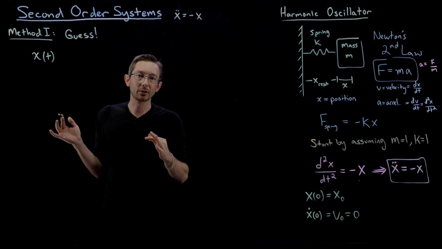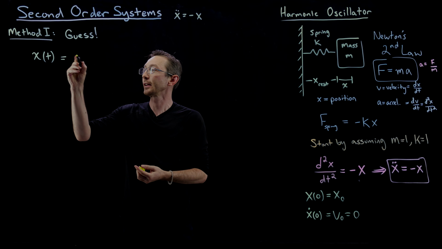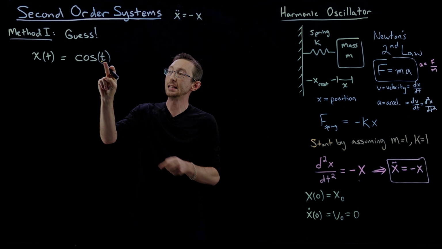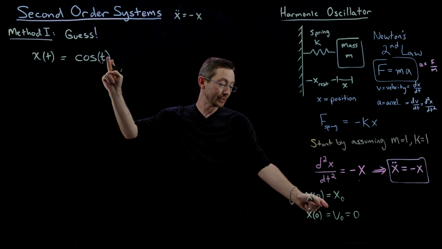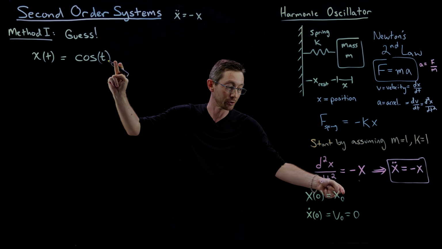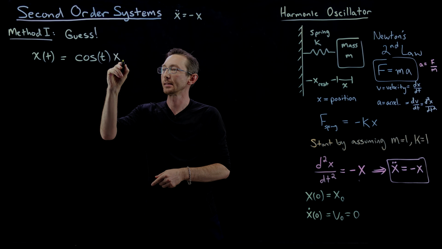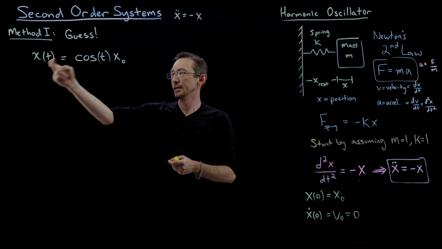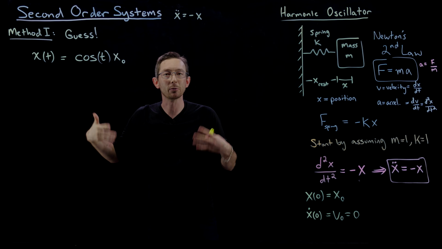Then a very reasonable guess would be sines and cosines for this function x of t. And specifically, I'm going to guess that it is a cosine function, because at t equals 0, cosine is non-zero, and at t equals 0, the derivative of cosine is 0. So this matches my initial position and zero velocity. And I'll need to multiply this by x naught. Okay? So at time 0, if I plug in 0 for time, x naught equals my initial condition. So this is a very reasonable guess.